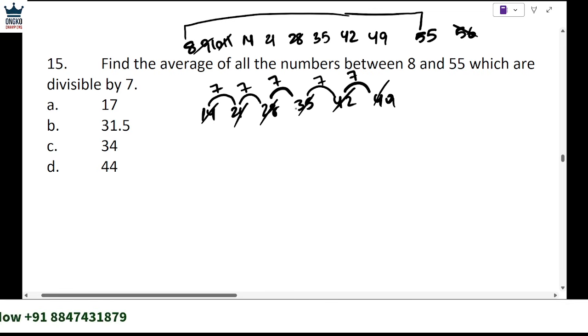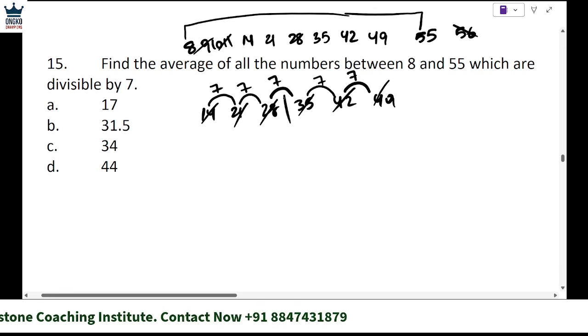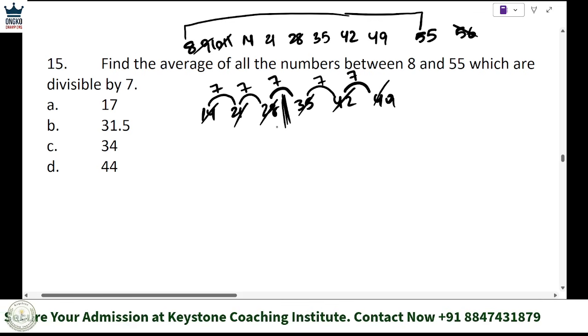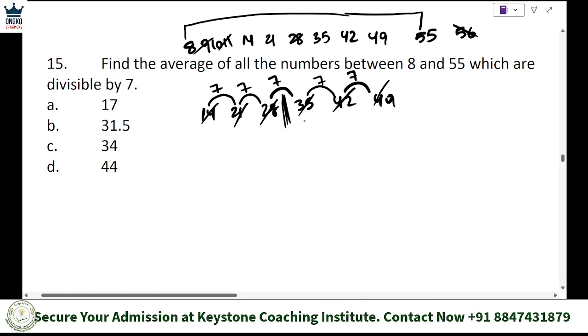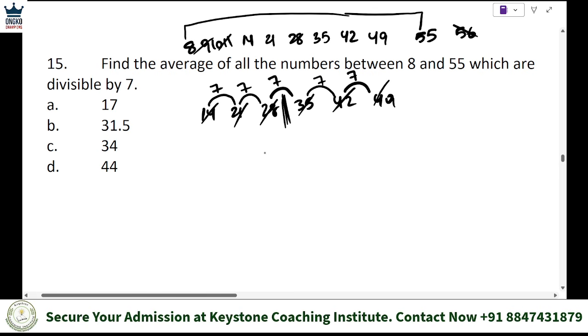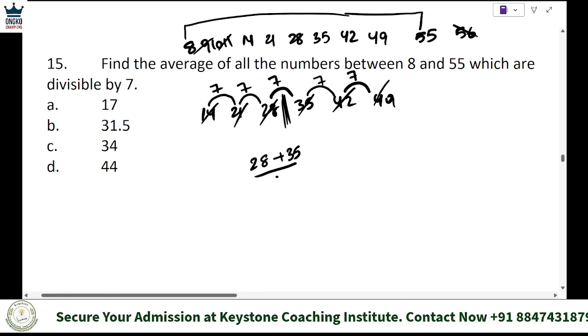That means the average will be between 28 and 35. So you can do it this way also: 28 plus 35 divided by 2.